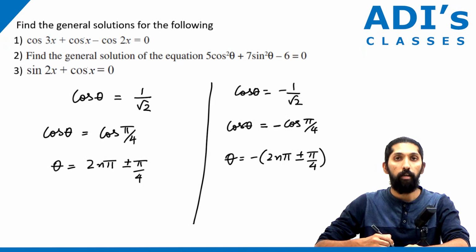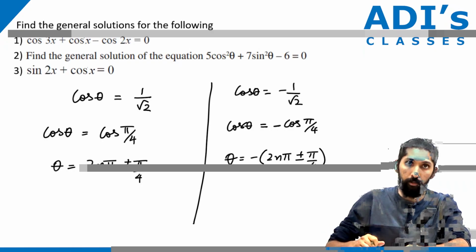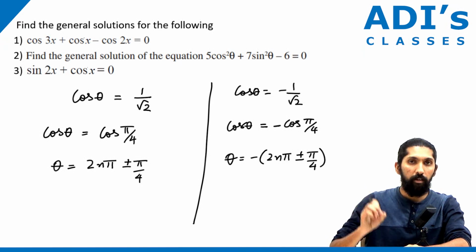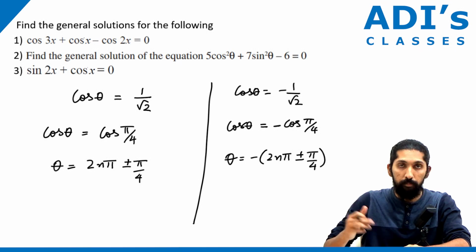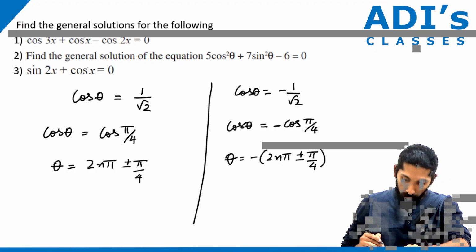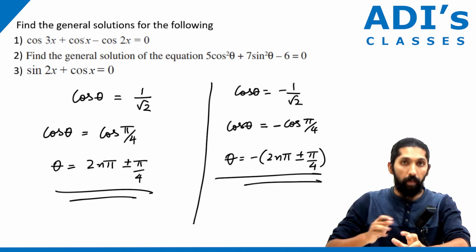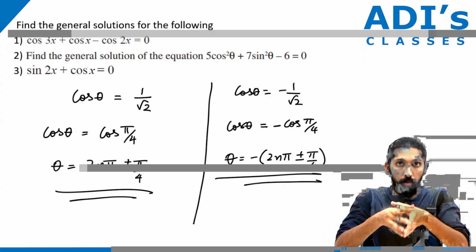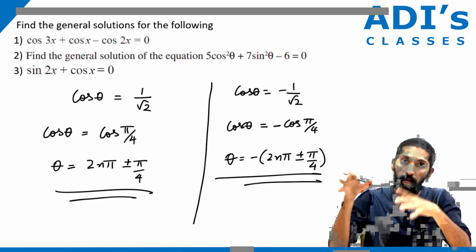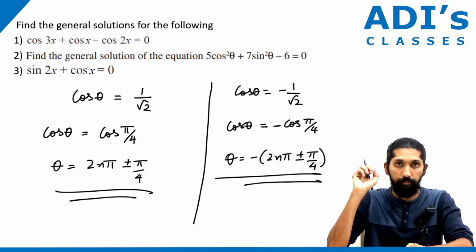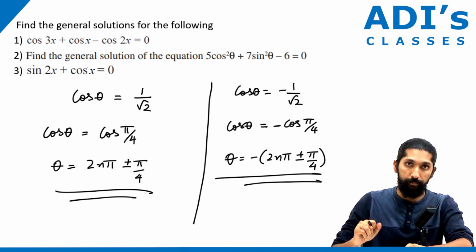Now, if you merge them together, we can pretty much write plus or minus 2n pi minus or plus pi by 4. Okay, or you can keep it as it is, either this one or this one. Again, I'll tell you, you can merge them together or you can keep it separately. Either case, the answer is going to be correct. Fair enough? So this is the answer for the second question.